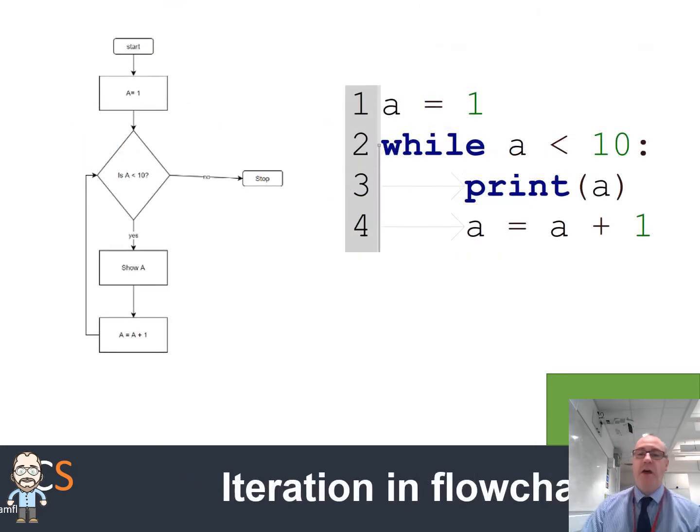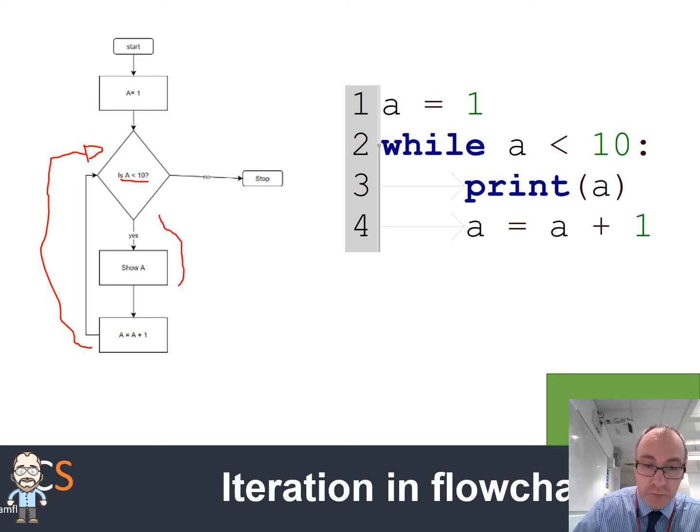So when we have a loop in a flowchart, you'll notice that it will go back on itself. It tends to go back to a decision box. Okay, so remember the diamond is a decision. And in this example, it says is a less than 10. So that is my decision. If that is true, then I'm going to do my loop, which means the flowchart will follow down that way. And if it's false, I'll just simply stop.